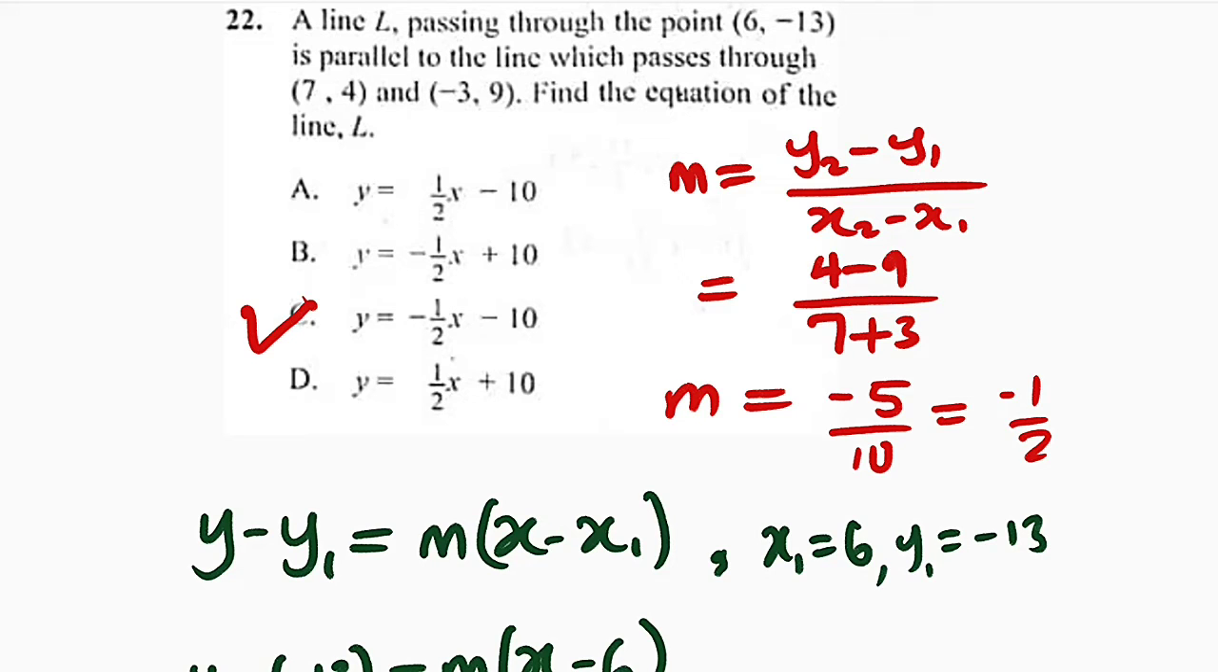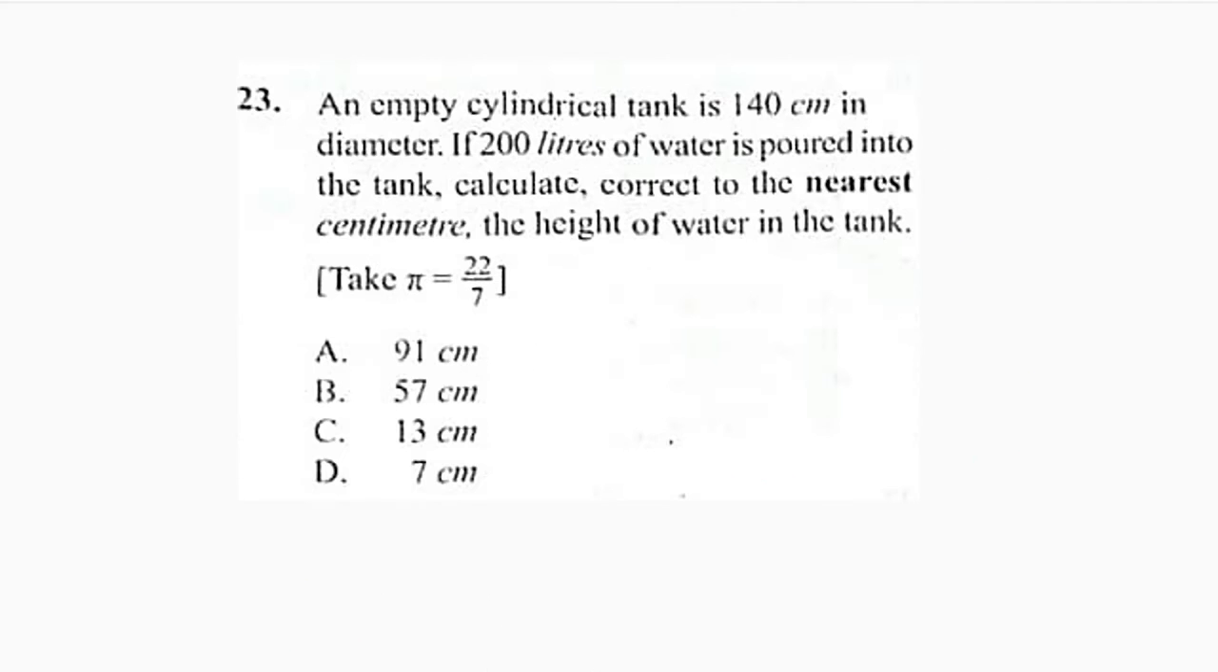Now let us move on to question number 23. All right, here is question number 23. The question reads, an empty cylindrical tank is 140 centimeter in diameter. If 200 liters of water is poured into the tank, calculate, correct to the nearest centimeter, the height of the water in the tank. All right. We are not looking for the actual height of the tank, rather the water level, right?